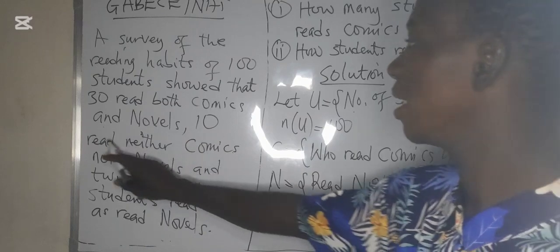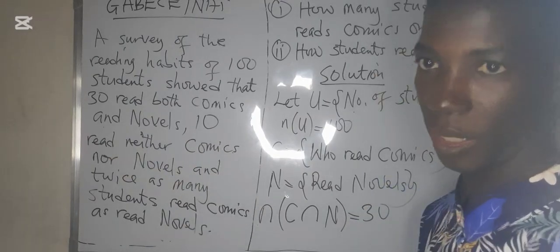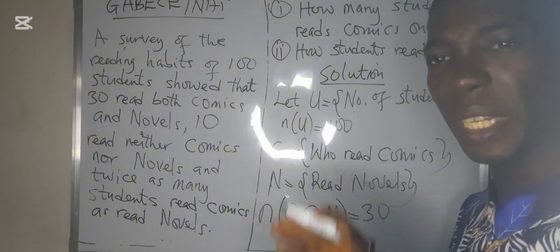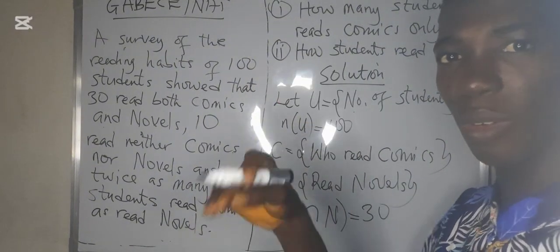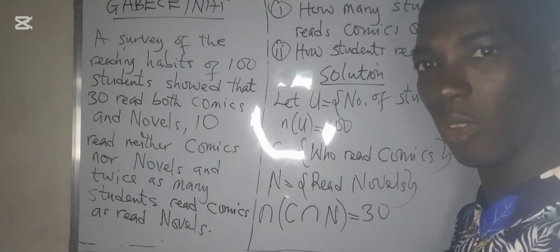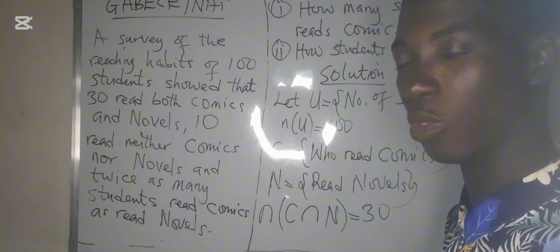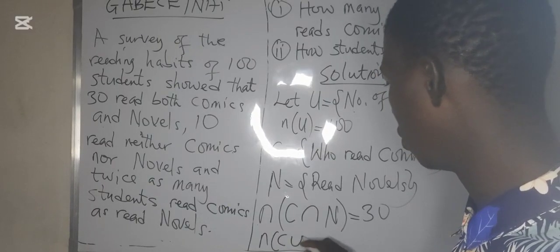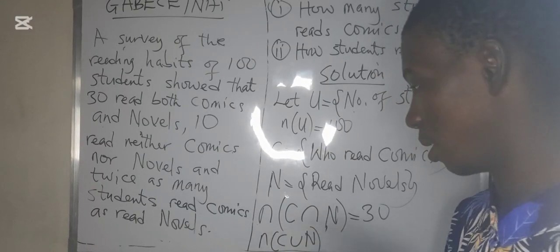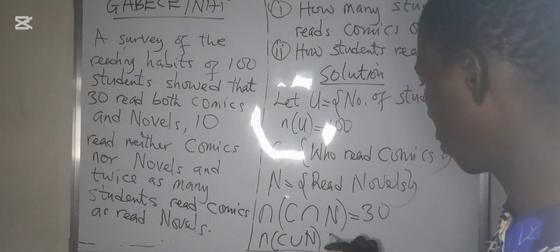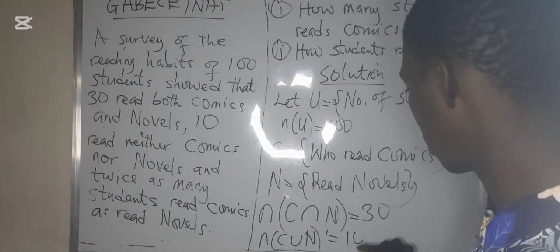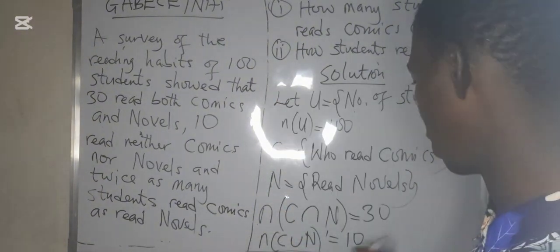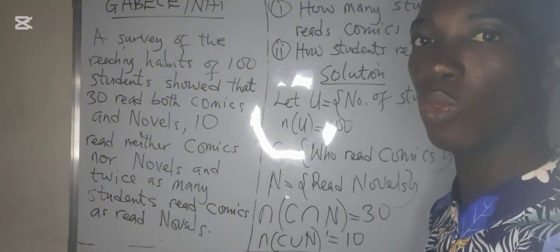Now they said 10 read neither comics nor novels. That means none of them read comics or novels. None of them read both of the two subjects. That is the number of (C union N) complement. That is the fourth region. The complement gives us 10. That is, the number of (C union N) complement is 10.